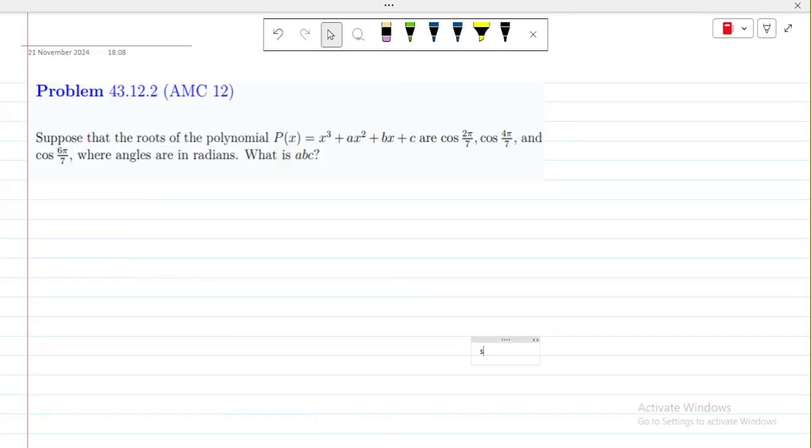So obviously in this question we will be using sum of roots and product of roots, Vieta's formula. So you can understand in this question you have to use Vieta's formula and trigonometry.